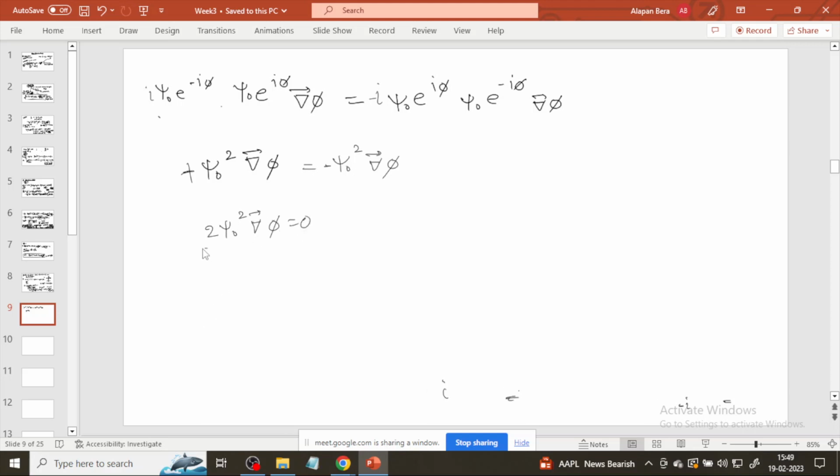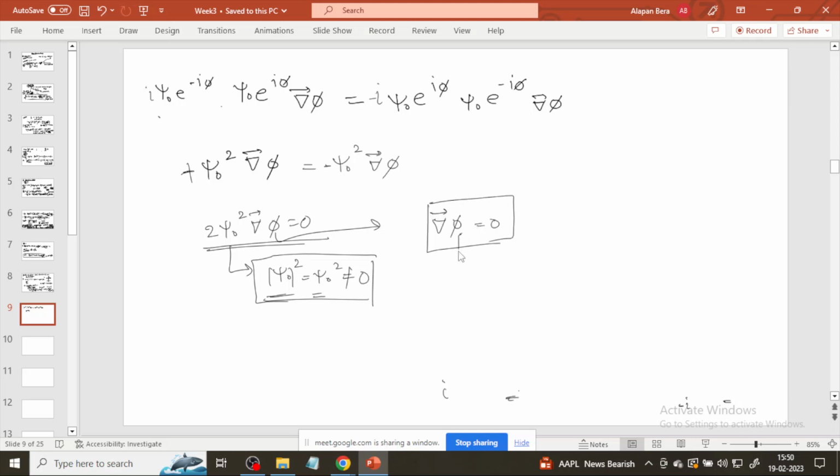Okay. Now what does this mean? We know that in a superconductor there are Cooper pairs. So this density of states, psi naught square, cannot be 0. Because there are some finite number of Cooper pairs inside a superconductor, so this must be non-zero. So what are we left with? We are left with the gradient of this phase phi being 0. Or we can say that the phase does not vary with space. So phi is not a variable of space, or a function of position.